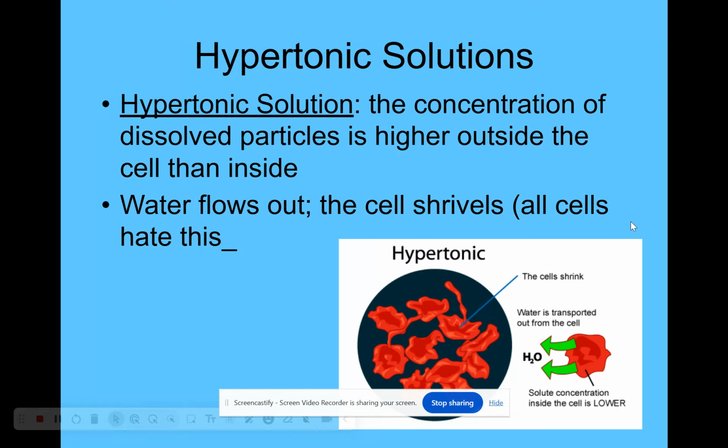With hypertonic, hyper means more. So there's more stuff on the outside. So let's say the cell again was 80-20, 80% water and 20% stuff. Outside might be 60-40. So there's less water on the outside, but there's more stuff. So water is going to rush out of the cell.